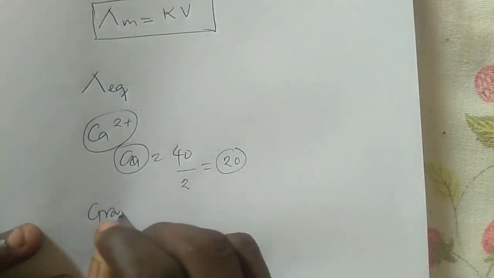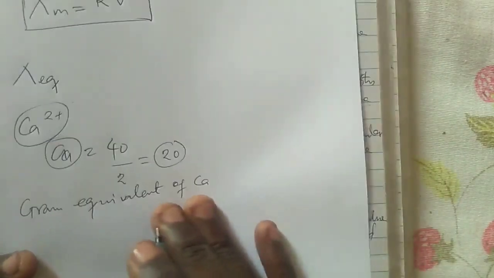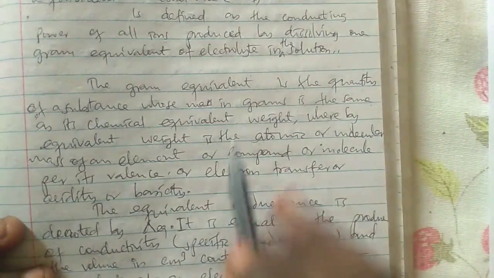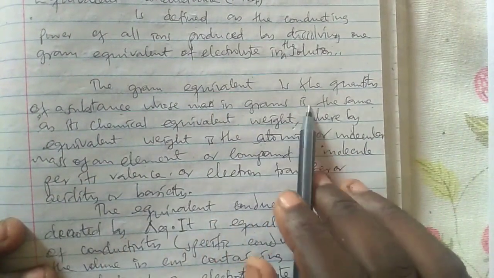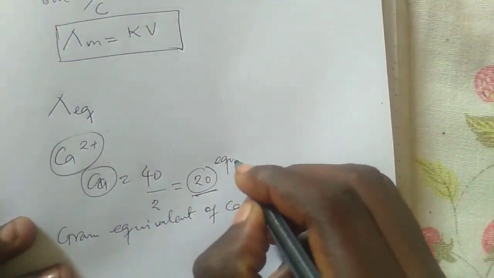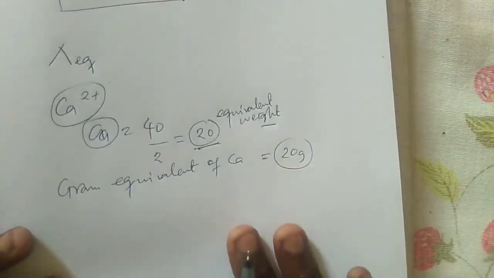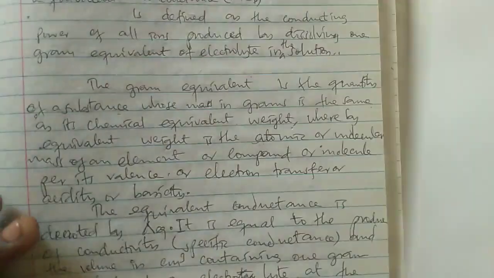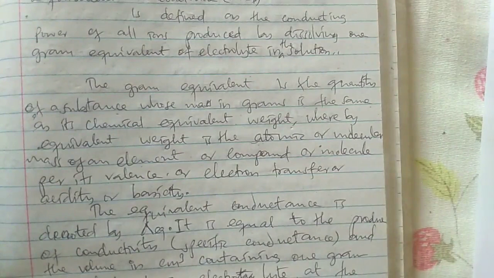So when we talk about the gram equivalent of calcium, it means 20 grams. The gram equivalent of calcium is 20 grams, because we said the gram equivalent is the quantity of substance whose mass in gram is the same as its chemical equivalent weight. The equivalent weight is the mass divided by charge. So a gram equivalent means the mass of a substance that is equal to the chemical equivalent of that substance.